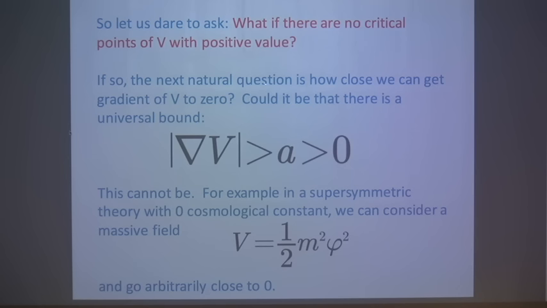If so, the next natural question is how close we can get to gradient of V to 0. If gradient of V equal to 0 is not achieved, maybe there's a bound away from 0. Perhaps gradient of V is bigger than a universal constant, which is positive. This cannot be. For example, take a theory which is supersymmetric, for example, Calabi-Yau compactifications, and consider one of the massive fields. Sometimes these have massive fields. You can take a vev of the field near zero, and this gives you a potential which can be arbitrarily close to zero. So that's not true. So this cannot be a correct criterion.